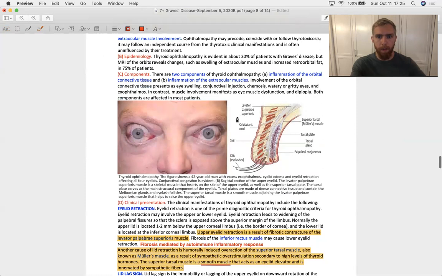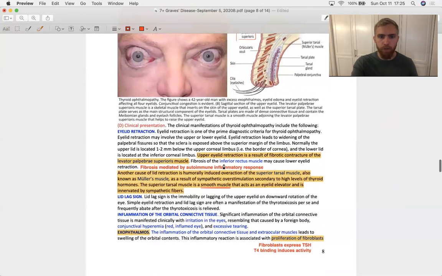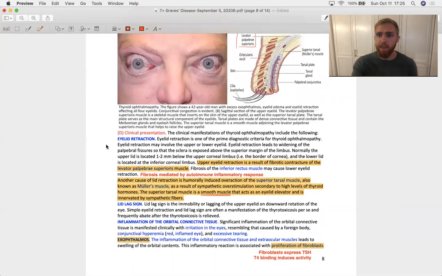And it's our levator palpebrae superioris muscle that is going to fibrose and contract. Says this right here in the SDL. Upper eyelid retraction is a result of fibrotic contracture of the levator palpebrae superioris. So this fibrosis is mediated by the autoimmunity against the TSH receptor, which is in an extremely high concentration in the orbit due to the fibroblasts and adipose there.